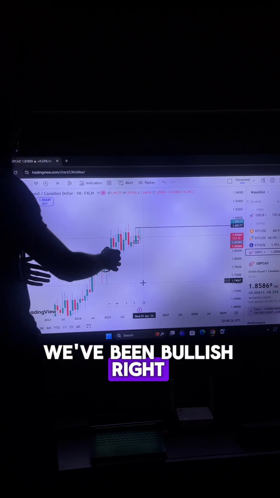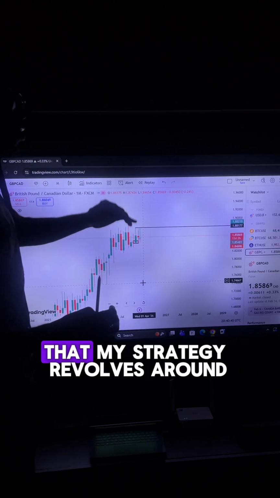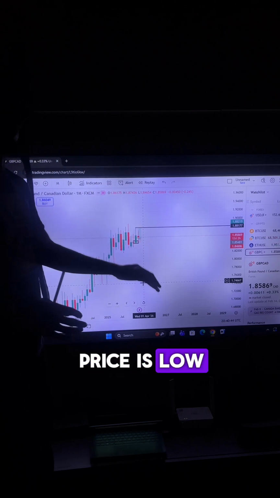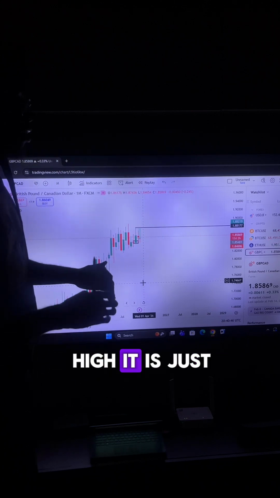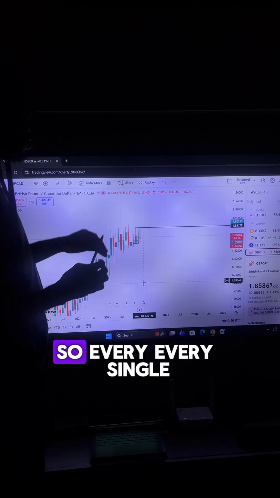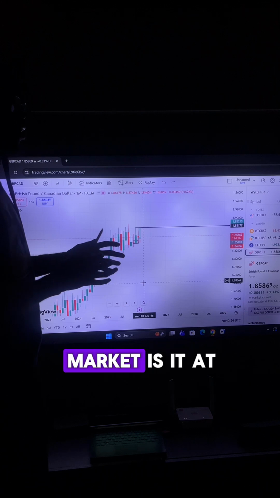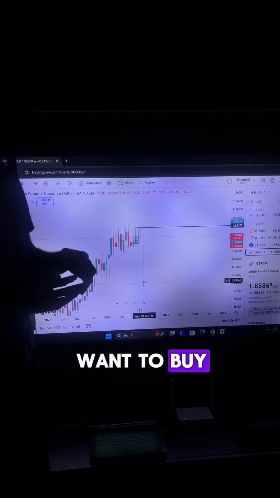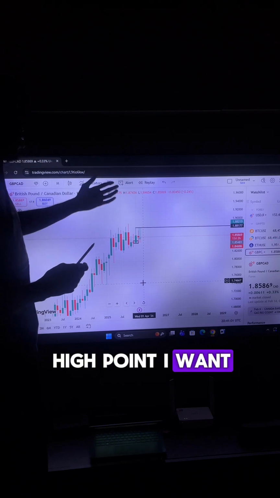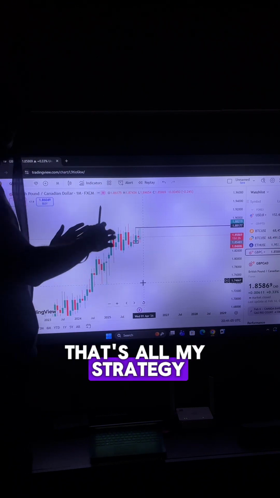And there's one particular model I follow that my strategy revolves around, which is buy when price is low, sell when price is high. It is just basic math, and that's something that people complicate a lot in trading. So every single time I am looking to buy, I look at the market: is it at a low point I want to buy? If I want to sell, is it at a high point I want to sell? That's what my strategy revolves around.